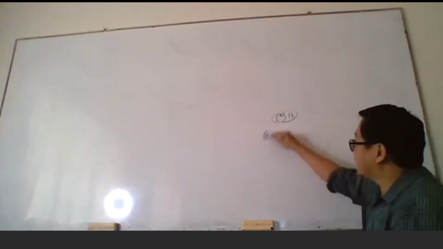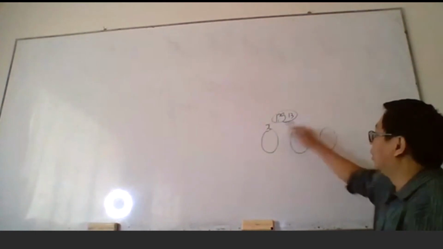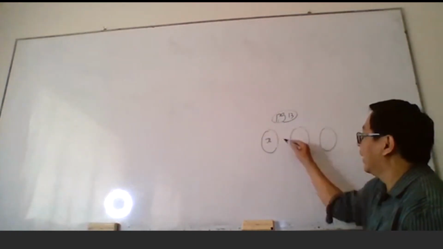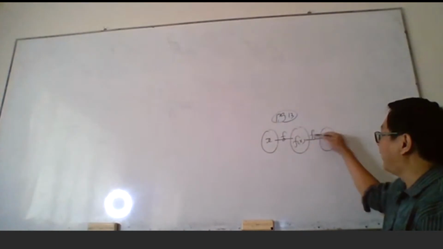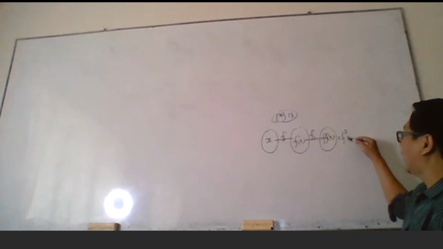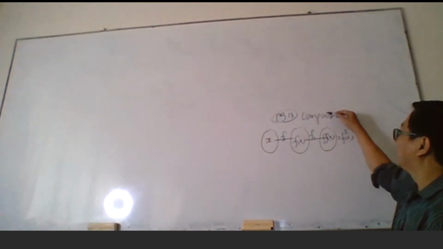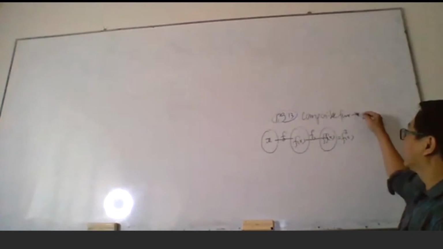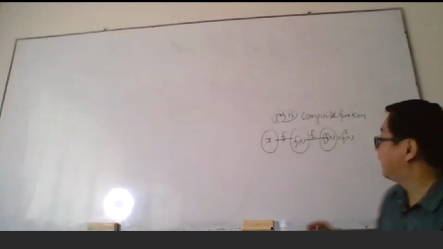Okay, so we see that the composite function: this is your x, and joining f, you get fx, and then you get f of fx, or what we so-called f squared x. So a composite function is so-called a function on function.